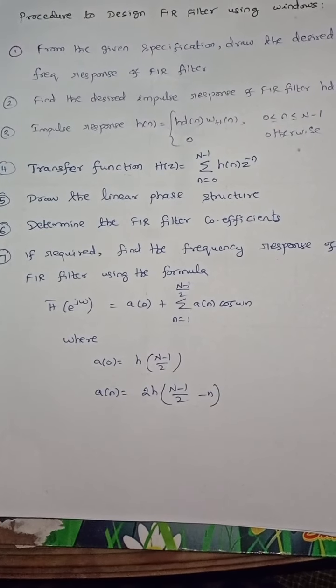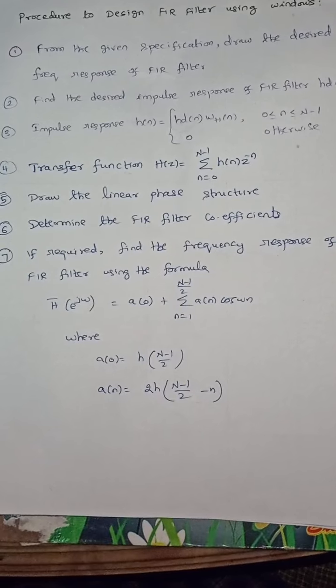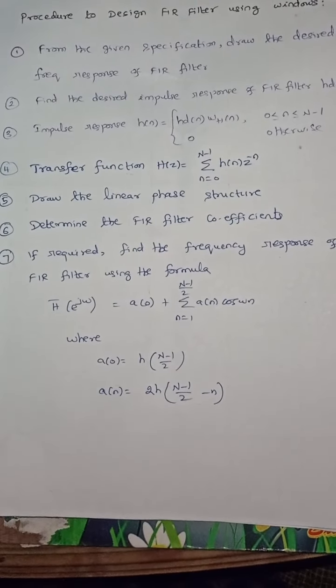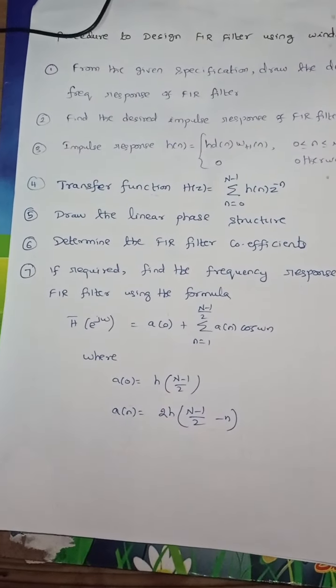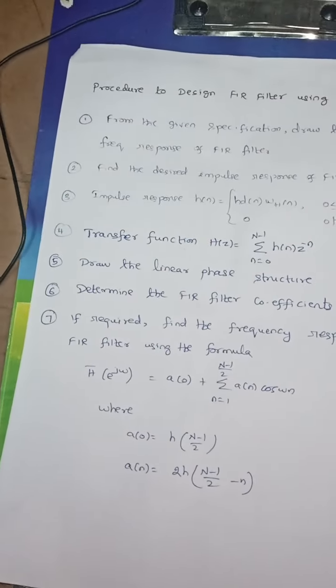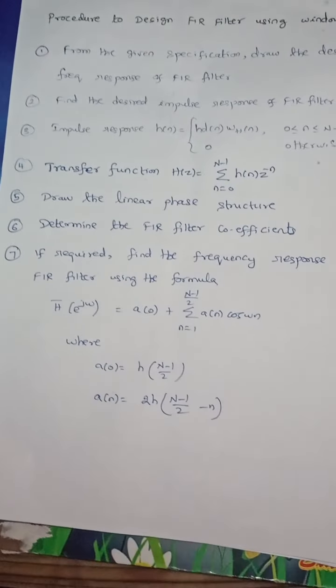The fourth step is, from the h(n) values obtained in the previous step, to find the transfer function H(z). That is, H(z) equal to summation n varies from 0 to N minus 1 h(n) into z power minus n. From this transfer function, we have to draw the linear phase structure. With this, the design of the FIR filter will be over.